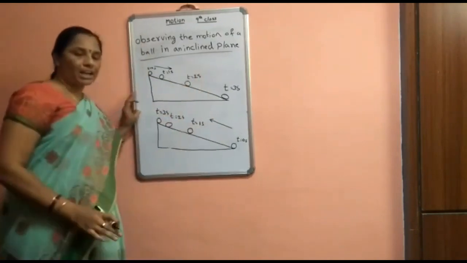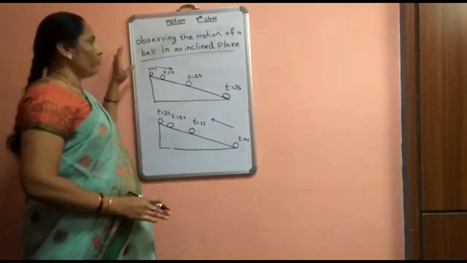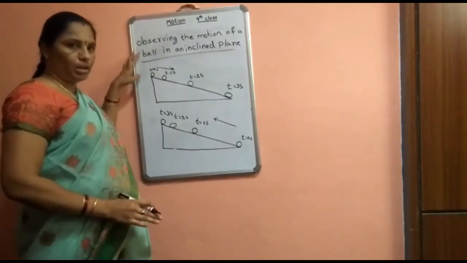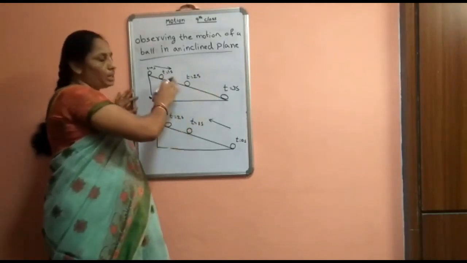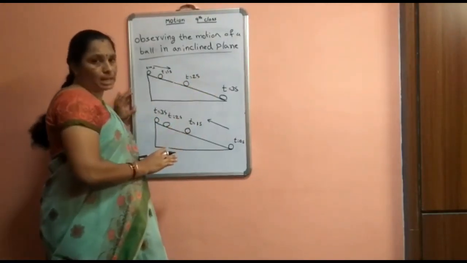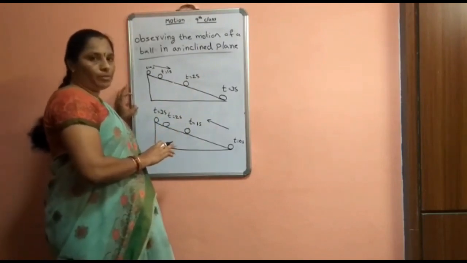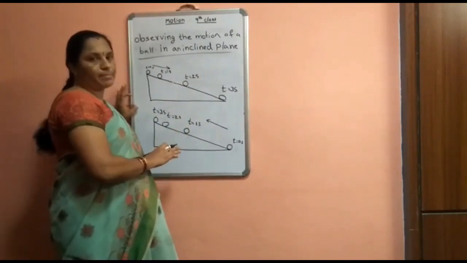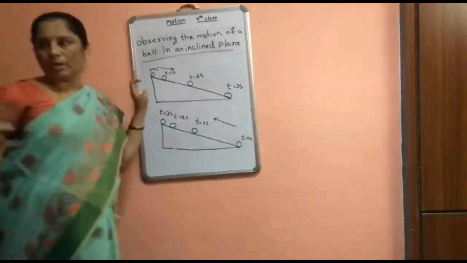So from this activity, we can say that in non-uniform motion, the direction is the same, but the speed changes continuously. This type of motion is also called non-uniform motion.